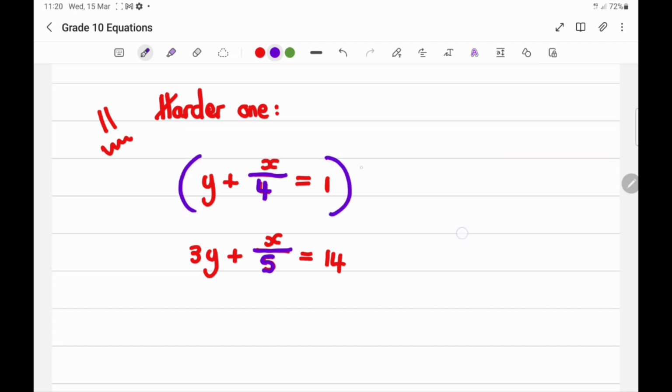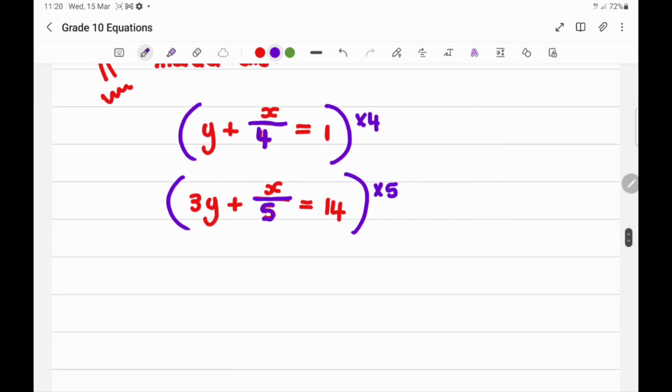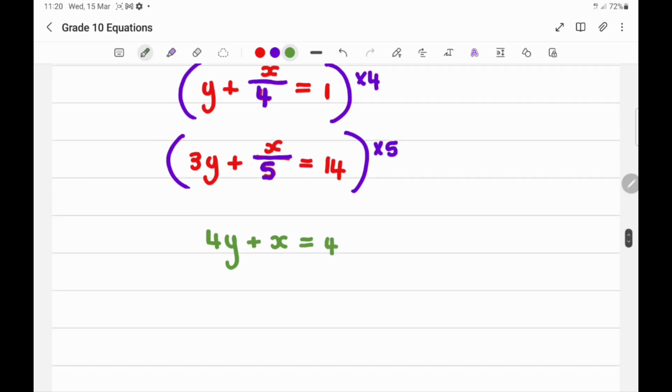So what I'm going to do is I'm going to times my whole equation there by 4 and this equation by 5 to get rid of that fraction. So then for the first equation, I've got 4y plus x is equal to 4. And for the second one, 3 times 5 is 15y plus x is equal to, and then 14 times 5 is 70. Goody goody. And now I can just go ahead and subtract, because can you see I've got that x and x that can fall away.